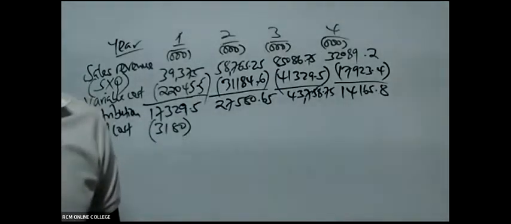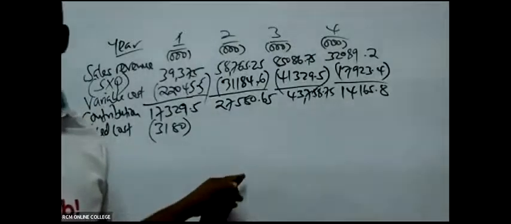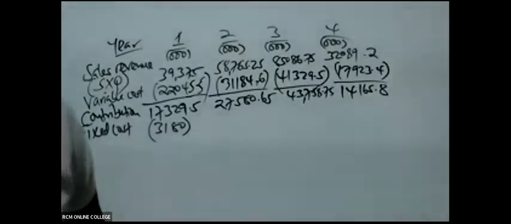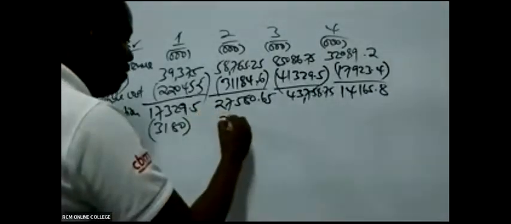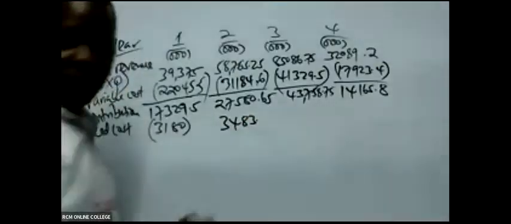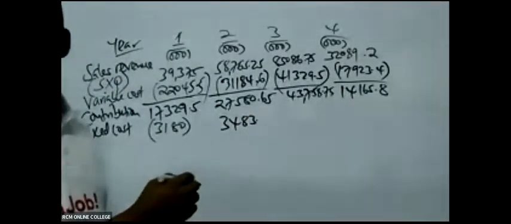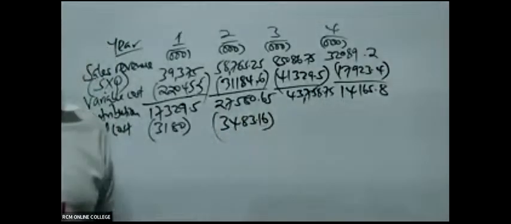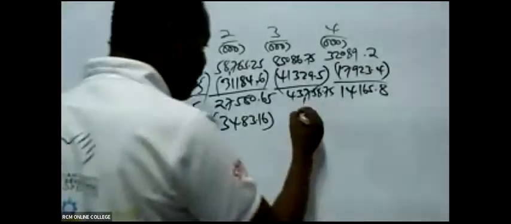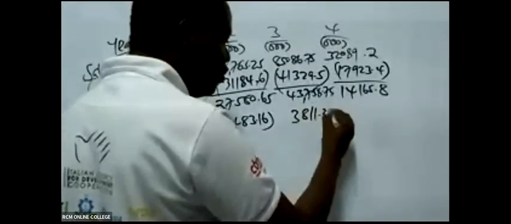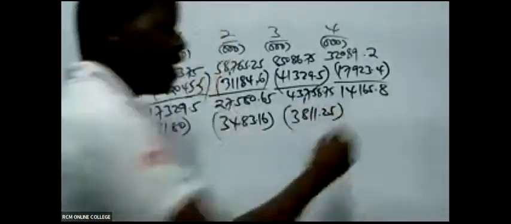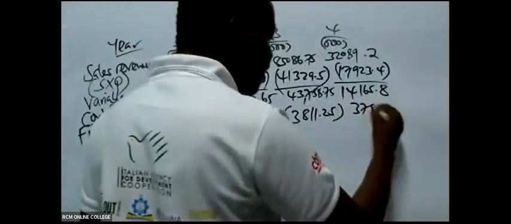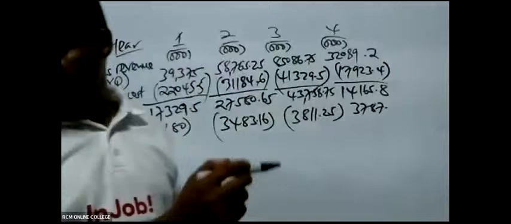The next one, year 2. Year 2 now, what did we get? 3483.25. Year 3, 3811.25. Year 4, 3787.43.